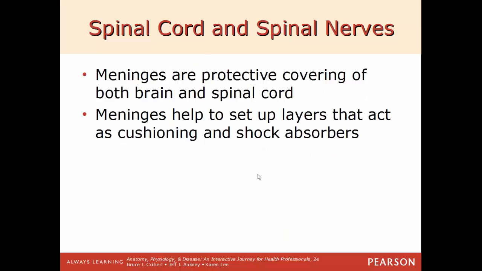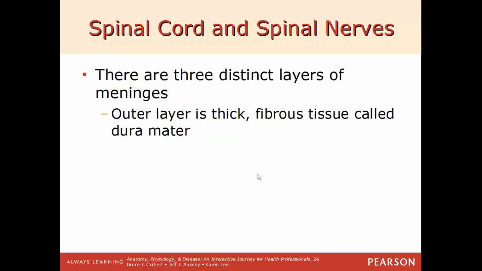All right, because it's so important, the brain and the spinal cord have multiple layers of protective membranes, called meninges. So whenever someone has meningitis, it's one of these layers that's being infected. Now, the meninges also act as a shock absorber and a cushioning system around the cord and the brain. There are three distinct layers of the meninges. The outer layer is thick fibrous tissue called the dura mater. This is what you'll find on the inside of the skull, lining the periosteum of the skull.